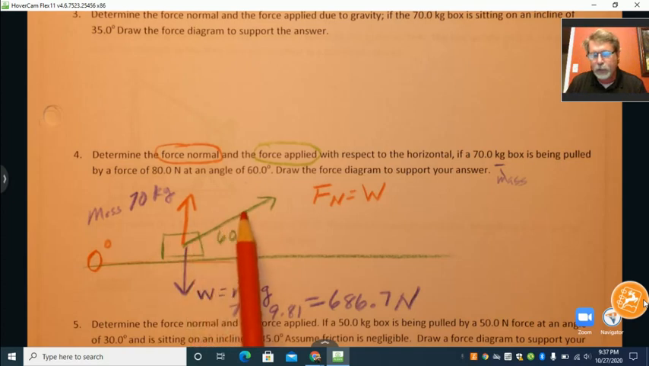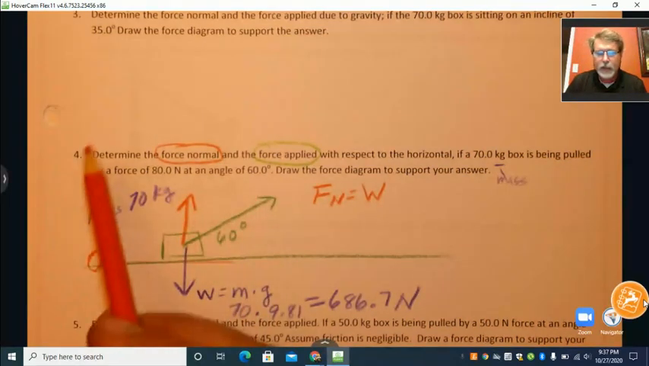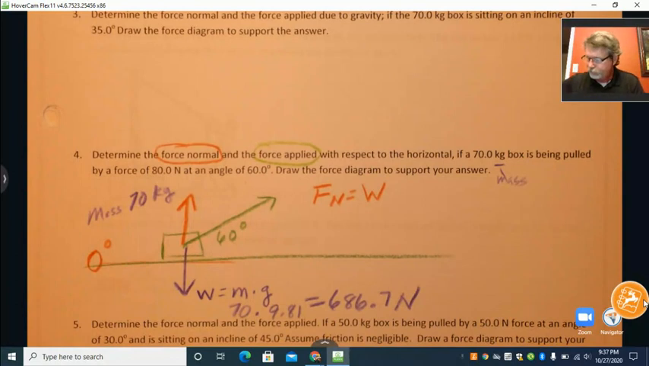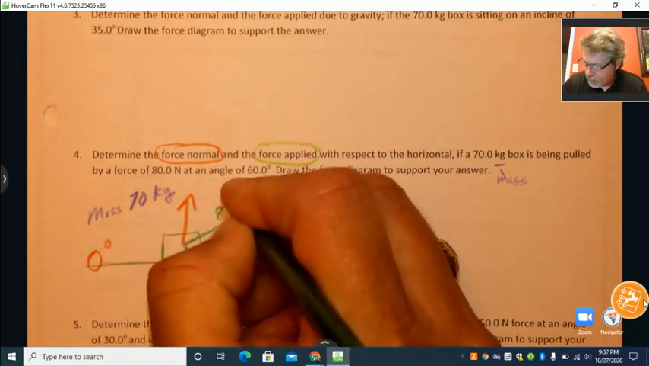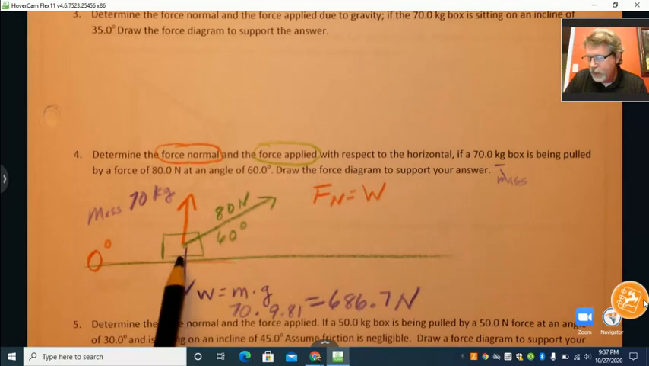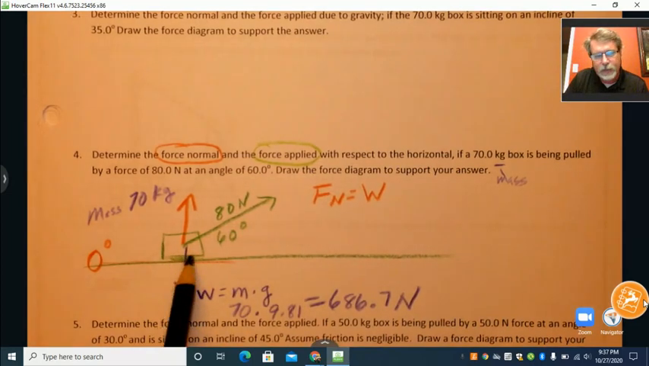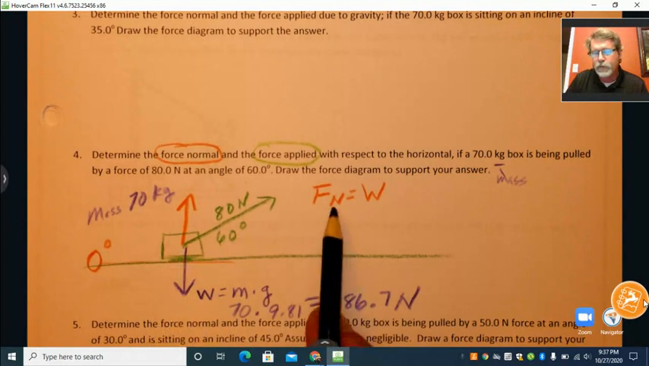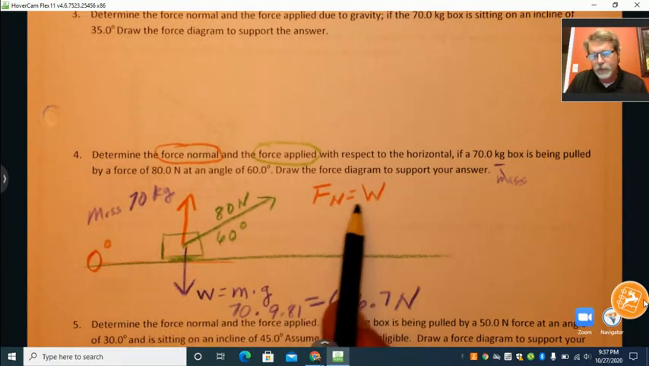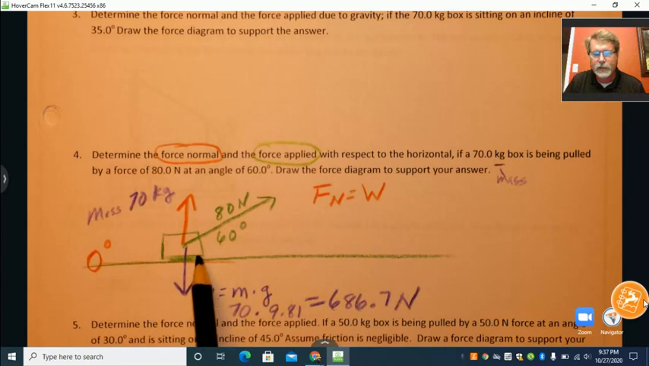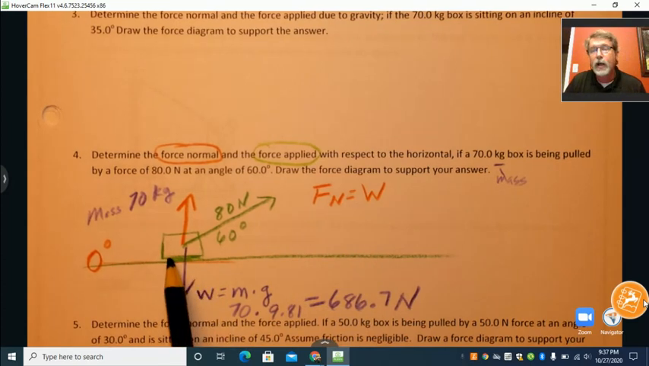If you're actually pulling this with 80 newtons, and remember, force normal is this contact force between the box and the table, well, if you're pulling up at 60 degrees, you're actually decreasing the amount of contact. So the force normal is not going to completely equal the weight. It's going to be just a little bit less due to this contact becoming smaller. So this is our force normal.